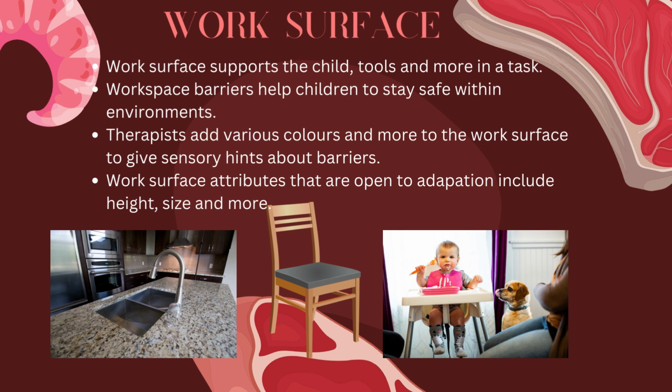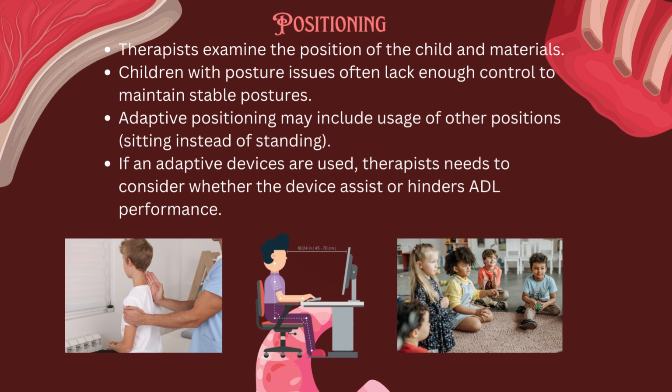Work surface attributes that are open to adaptation include height, size, and more. Changes in these aspects enhance the child's function in many ways, including improving arm support and more. Also, for example with height of the work surface, you can expand the wall and you can expand the floor and more.